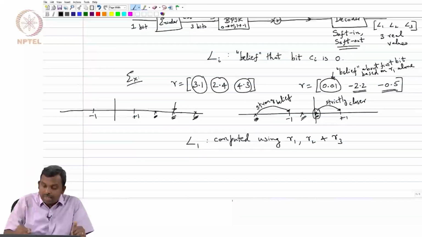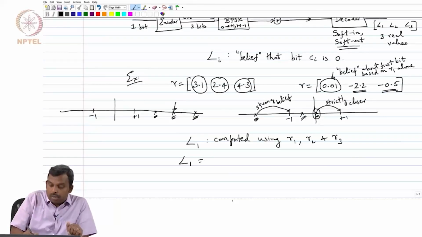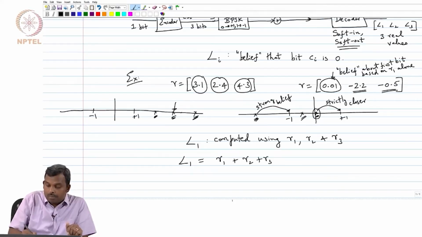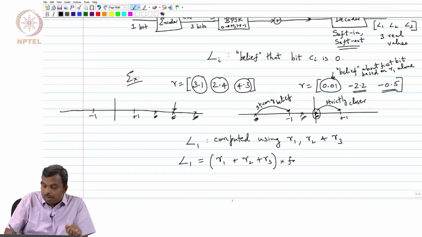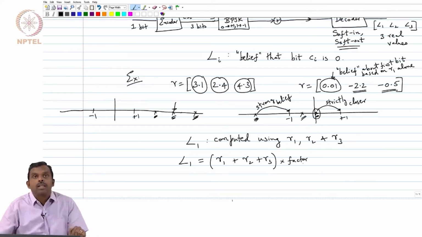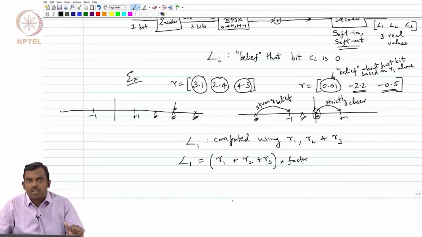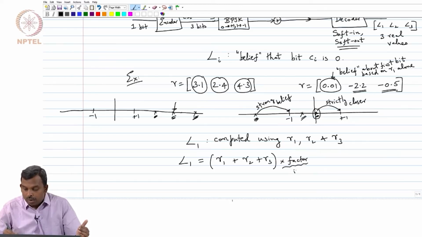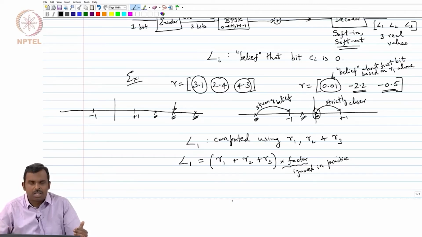So, it turns out the correct way to compute this is L1 equals R1 plus R2 plus R3. Maybe you might want to scale it with something. Okay. You multiply by some factor. Theoretically putting that factor there is good, but in practice people just ignore this factor. So, ignored in practice. So, you can just say R1 plus R2 plus R3. You do not lose much by that factor, it is a positive factor. Okay. So, you do not lose much by ignoring that factor.